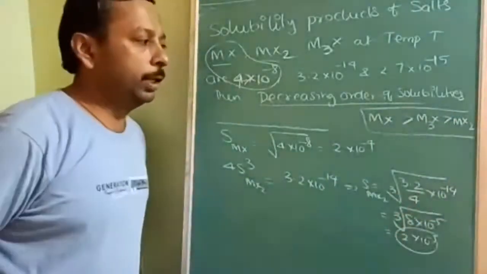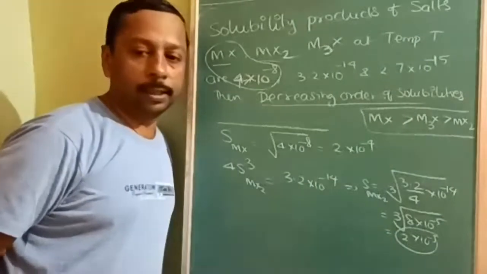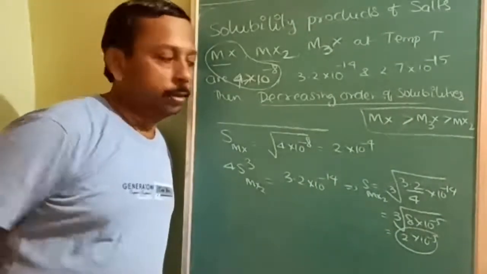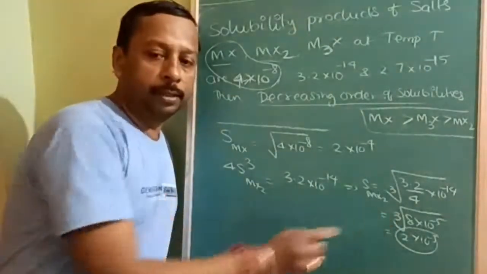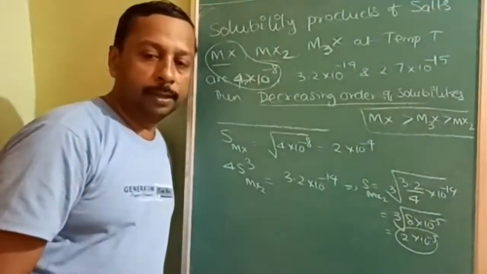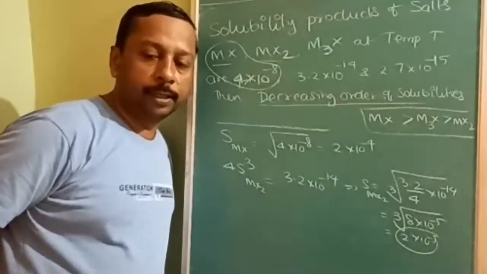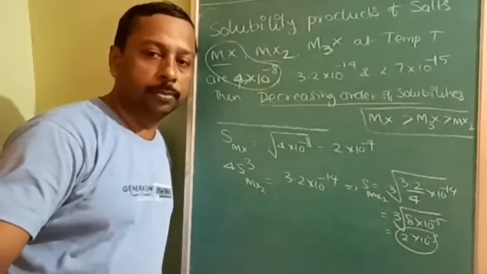Order will be what? Mx greater than m3x greater than mx2. The way I have found out, is it understood? Answer is mx greater than m3x greater than mx2. Okay, is this question clear?